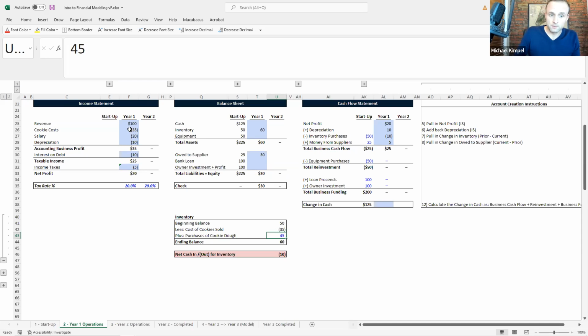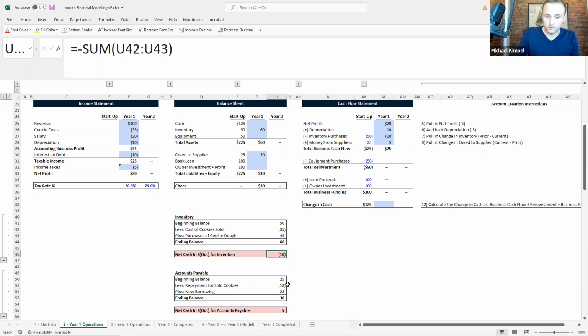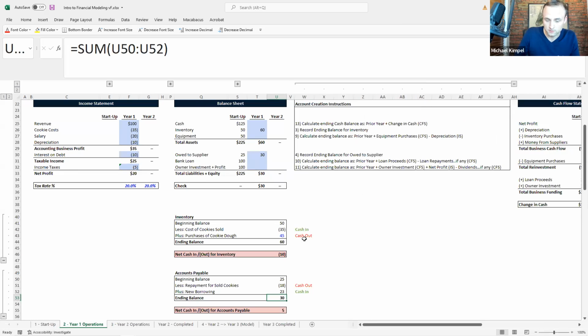The problem is that we only have $35 reflected in our income statement. And so we need an extra 10. And that's really what that difference is reflecting. The offsetting factor, though, is this money we owe to the supplier, what we call accounts payable. That started at 25 and went to 30. In real life, I can pop this open so you can see that it's cash in and cash out. We sold the cookies. Now we have to pay the supplier for the other half, I should say, of the cookies that we bought before. And then we borrowed again when we bought the 45.